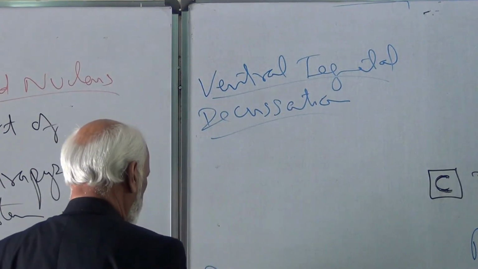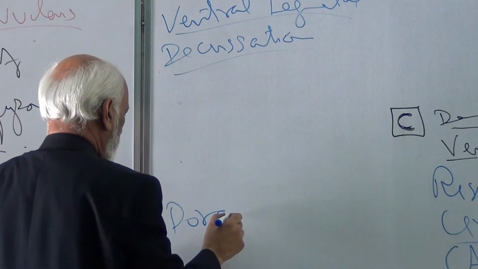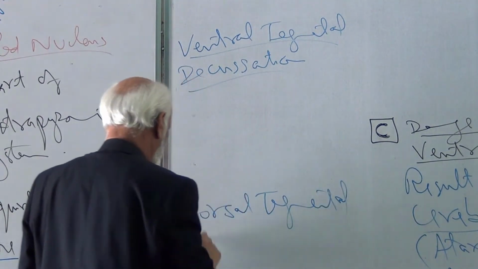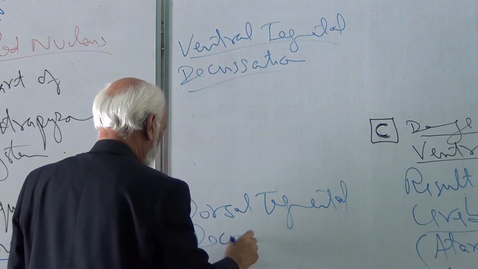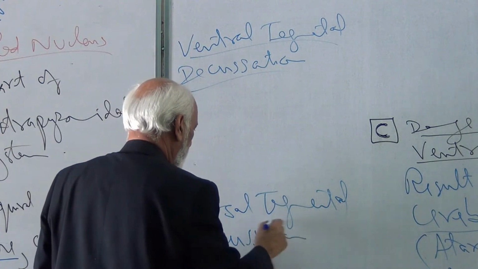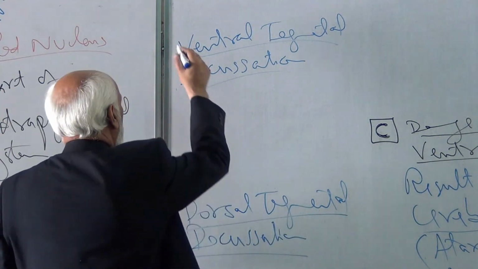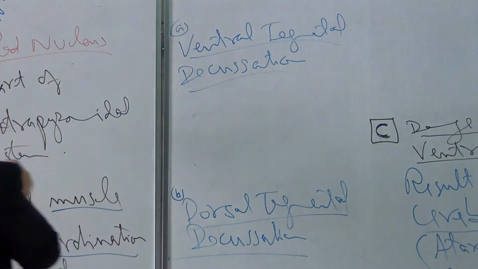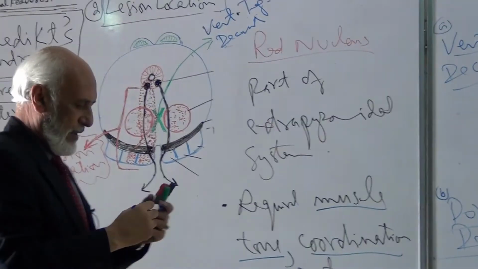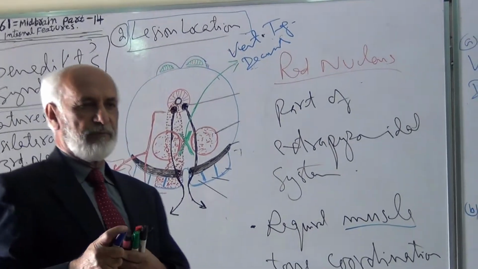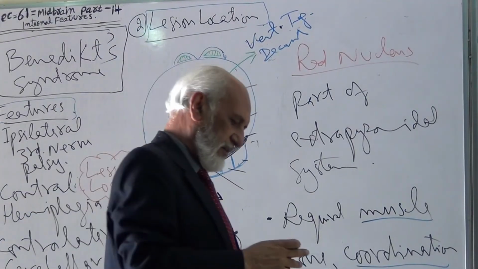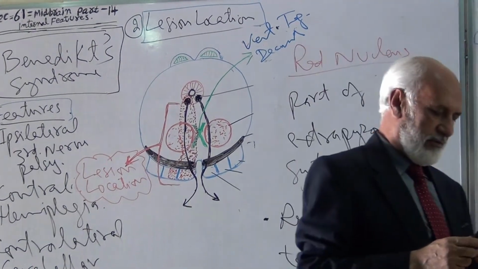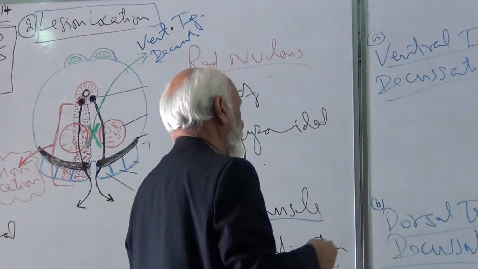and dorsal to it is the dorsal tegmental decussation. In this diagram, only the ventral tegmental decussation is shown. Dorsal to it is the dorsal tegmental decussation. These topics we already discussed in the previous lecture, but again I will repeat.